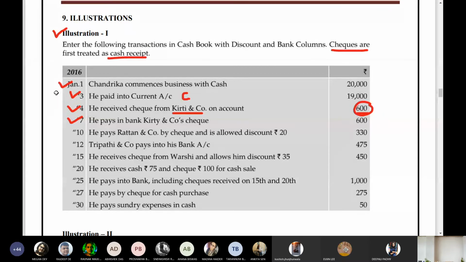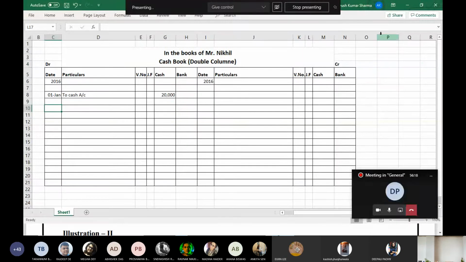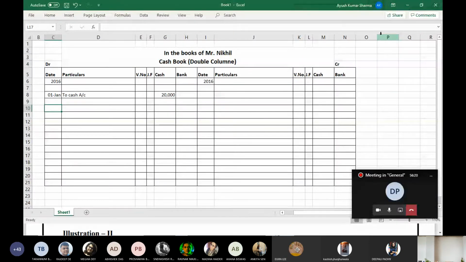Okay. First Jan, you have to write to cash account. I am leaving space for narrations. So we cannot see the narrations. That answer sheet, sir? Yeah, I'll be showing that to you. Just wait a minute, guys.